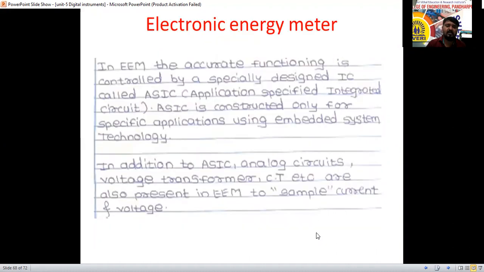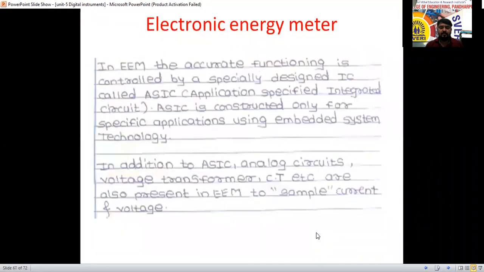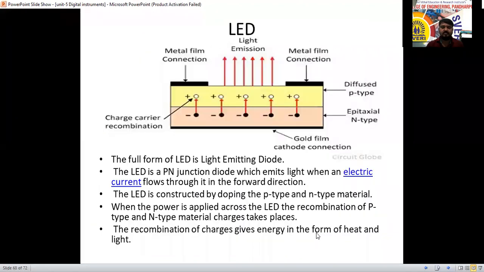Just explaining the diagram may not be easy to understand, but you can check the energy meter in your houses. But do not try to open the glass part on top. That is a live meter. You will get an electrical shock. So that completes the electronic energy meter.